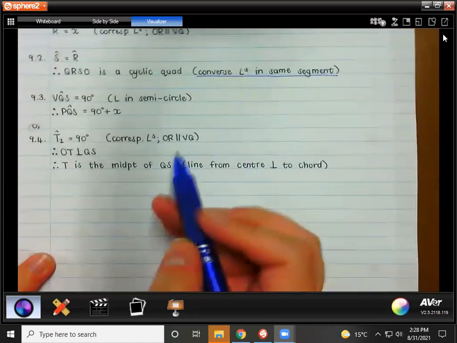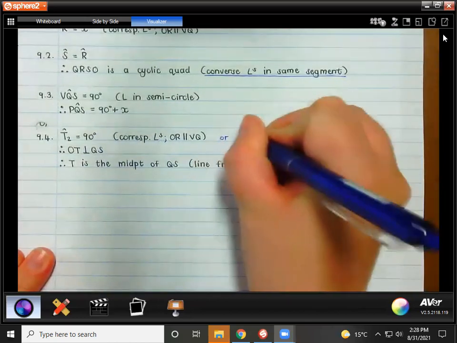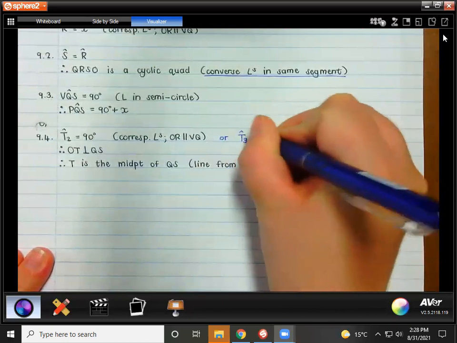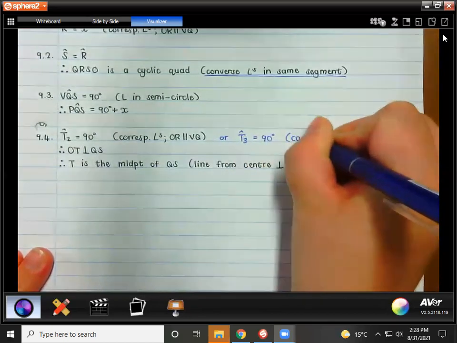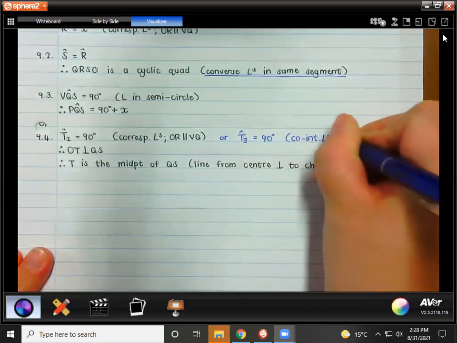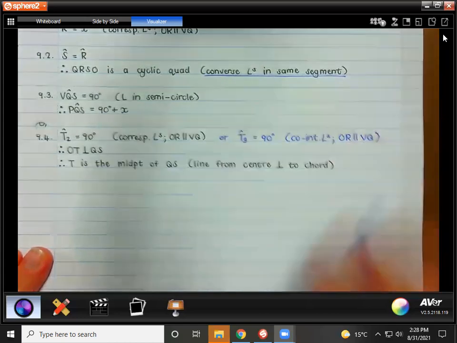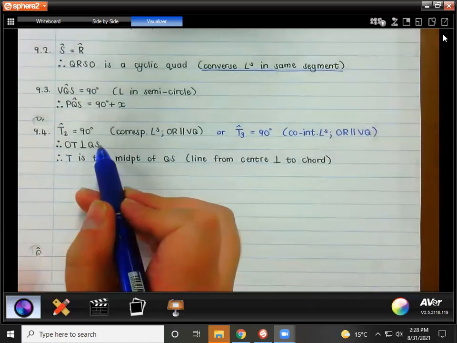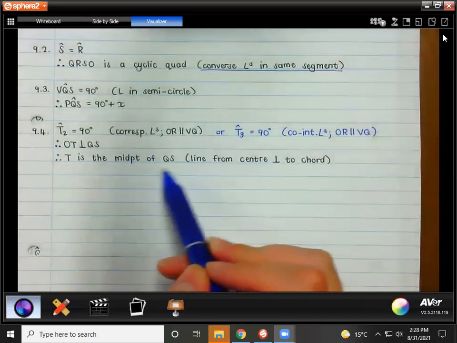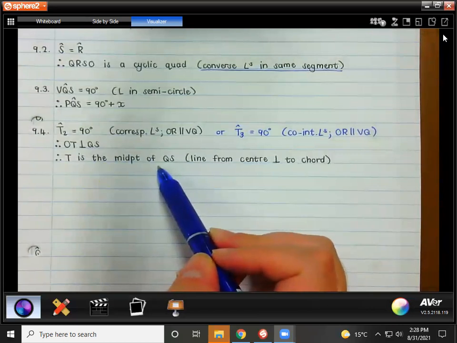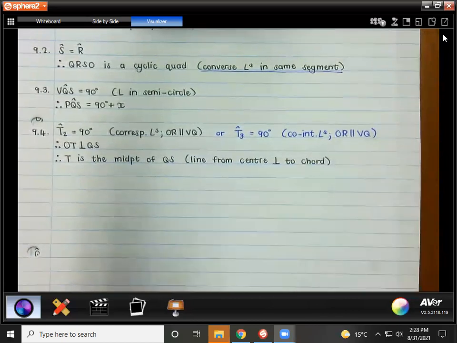All right, so 9.4, I said that T2 is 90 because of corresponding angles, or you could have said T3 is 90 because of co-interior angles. That's maybe a bit easier to see actually. Therefore, OT is perpendicular to that chord, to QS. Therefore, T is the midpoint of QS, because of that reason: line from center perpendicular to chord.